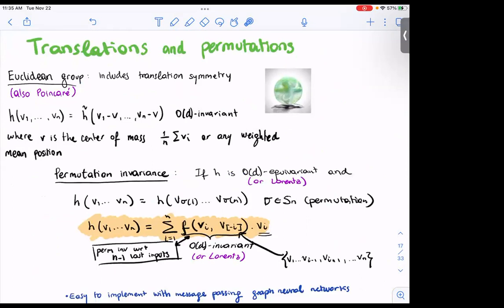So these ideas can also be applied to other things that may be useful. For instance, if you want not just rotations, but also rotations and translations, like the Euclidean group, that's very easy to incorporate into this model. Translation equivariance or translation invariance is very easy to implement by just looking, for instance, at the distances of input vectors, or just maybe subtracting the center of mass and then adding it in the end. That's not an issue.